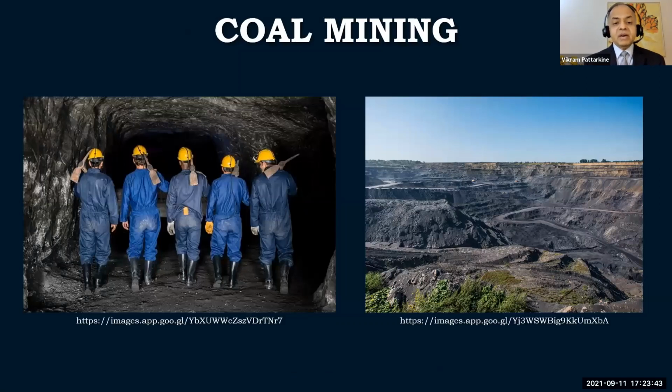For the fuel, for the energy requirements, we started mining. Look at these coal mines. The one on the left is a conventional mine, whereas the one on the right is an open pit mine.